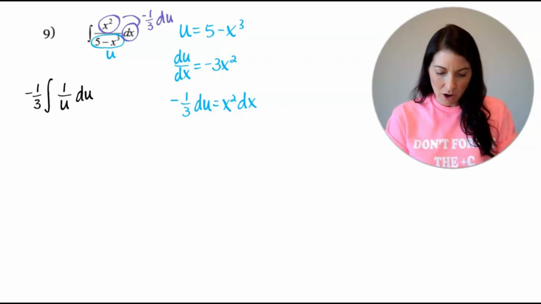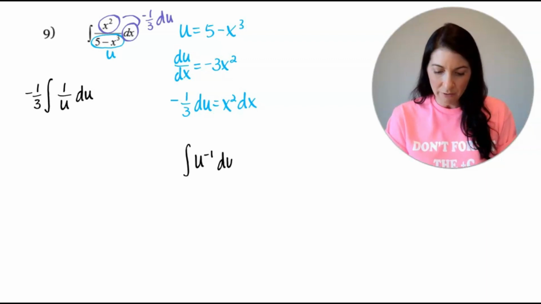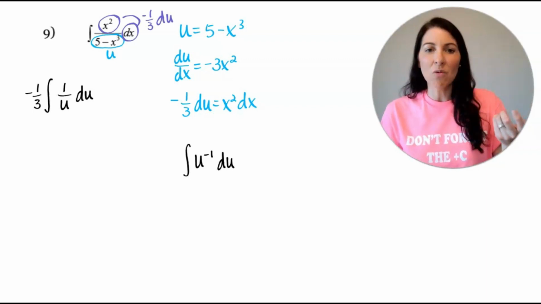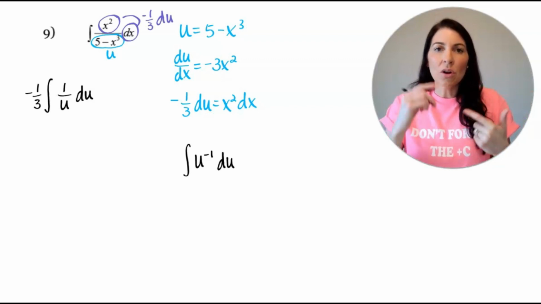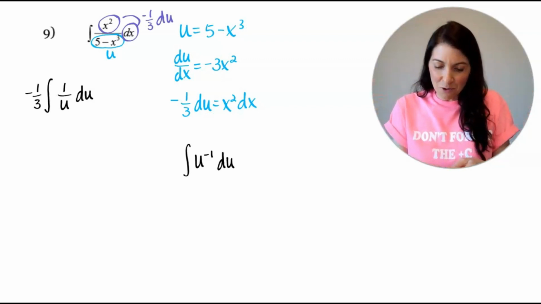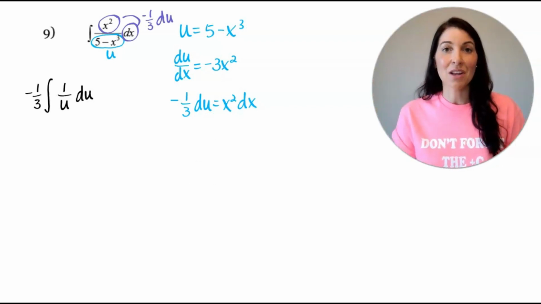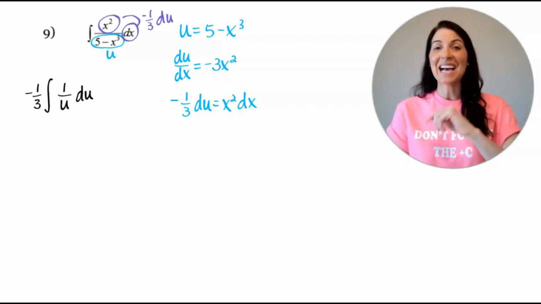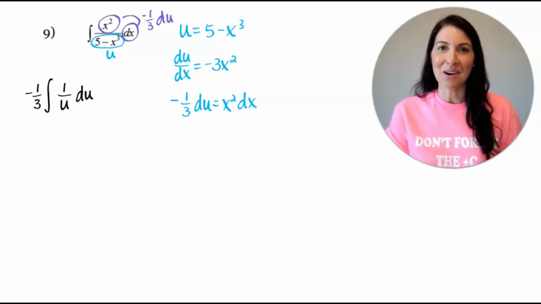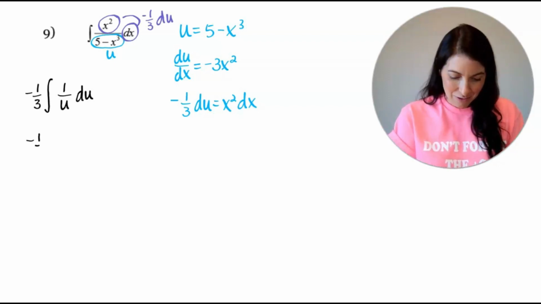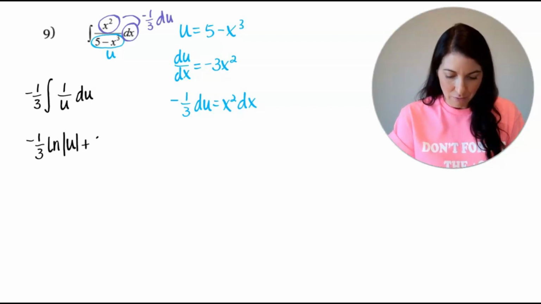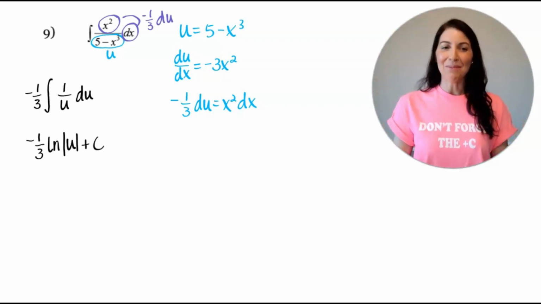And some people think, oh, I can rewrite the 1/u as u to the negative 1, for instance. Well, if you try to add 1 and divide, you would get u to the power of 0 over 0. Yeah, doesn't work like that. So you need to then recall what is the antiderivative of 1/u, and that is the natural log of the absolute value of u. So here the antiderivative would be negative 1/3 times the natural log of the absolute value of u, and don't forget that plus c.